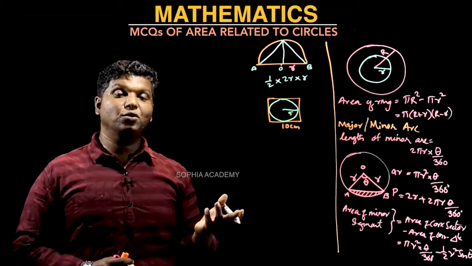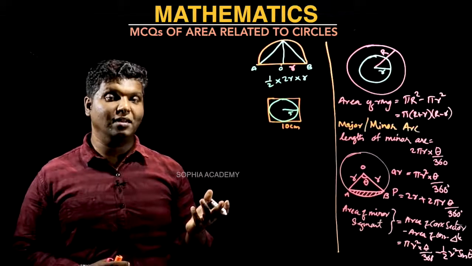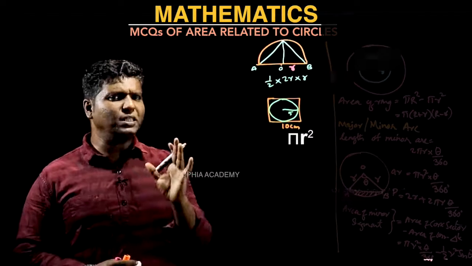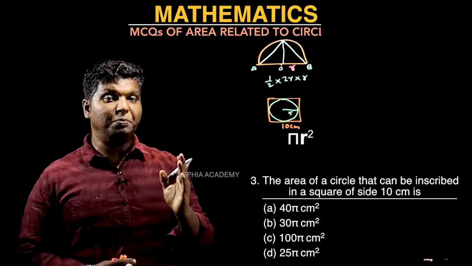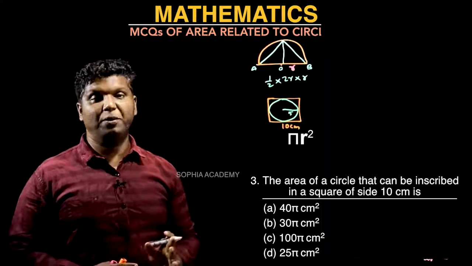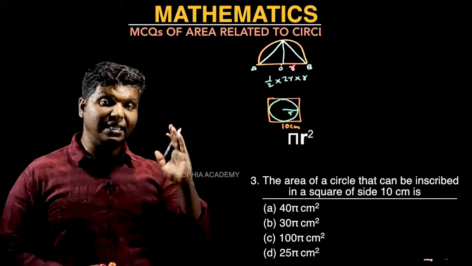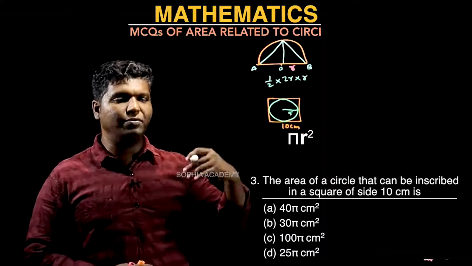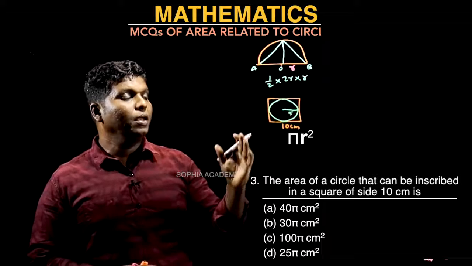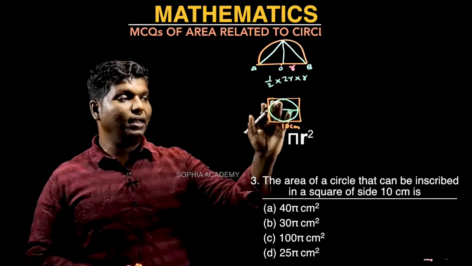Now, what is the equation to find the area of the circle? Pi r square. See the options here. What are the options given here? 40 pi, 30 pi, 100 pi, 25 pi. So everything is in pi. So there is no need to substitute the value of pi. Just give it in pi itself. Tell me, so how much pi the total area is?